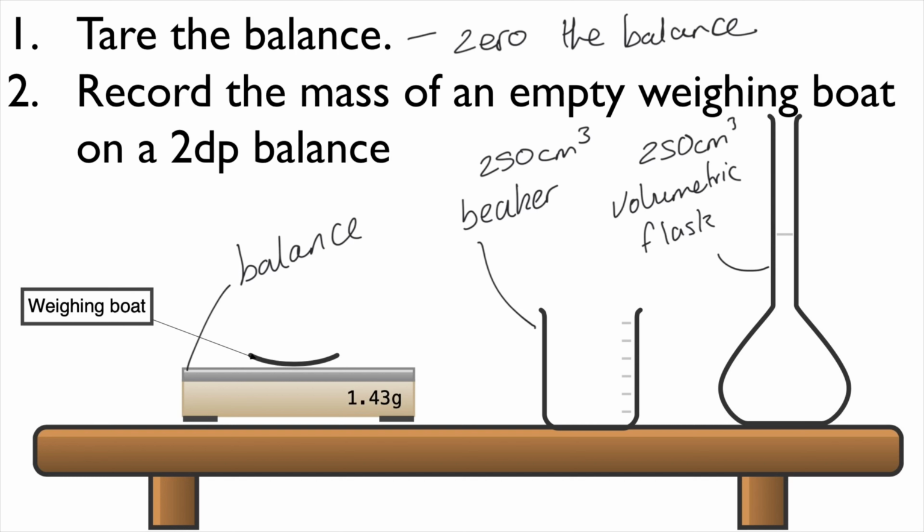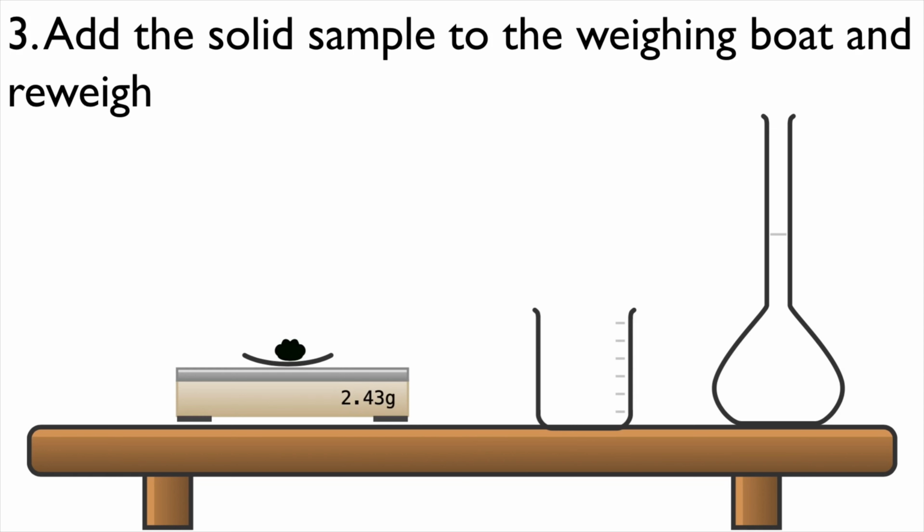Step 3, using a spatula, you're going to add the solid to a weighing boat, and then you're going to put the weighing boat onto the balance, and you're going to record the mass of the weighing boat and the solid sample. Obviously you'll need to know roughly what mass of solid you're going to need, so that might involve a calculation to work out the mass, because you'll want to know the concentration of this, but the key thing is you're going to weigh the boat and the solid sample.